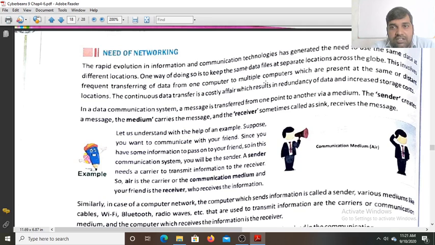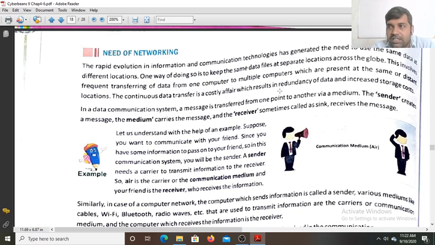So means there is the same data, you are storing at 50 places, so more resources it will occupy. This involves the frequent transfer of data from one computer to multiple computers, from one city to the other, from the other city to the other, which are present at the same or distant locations. So this is a costly affair, and this is also redundancy.